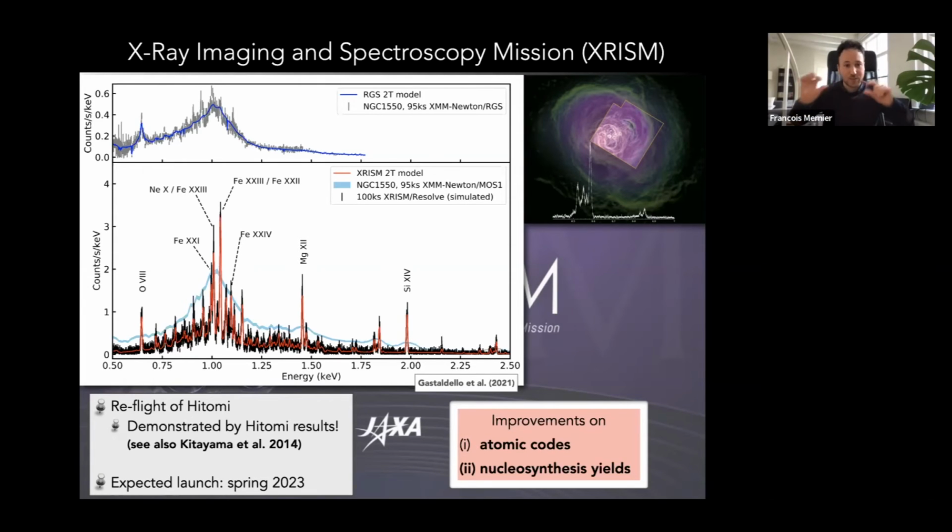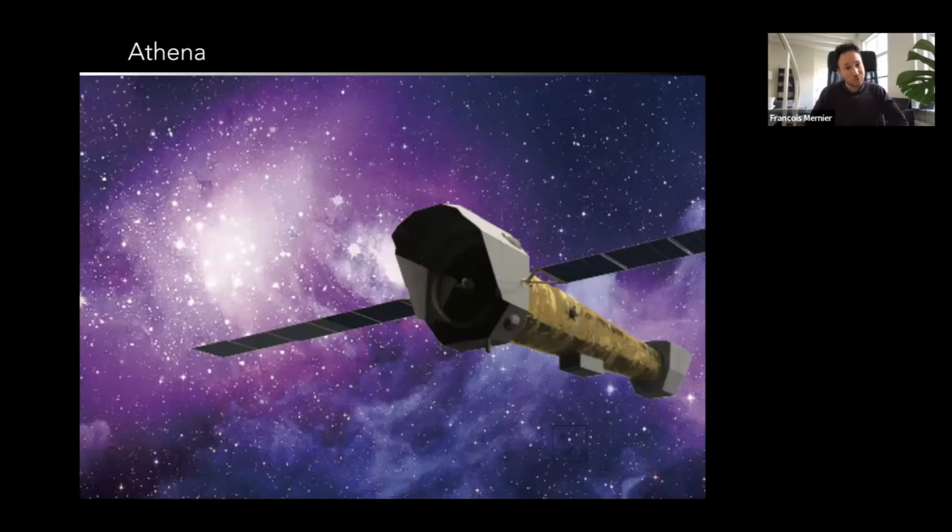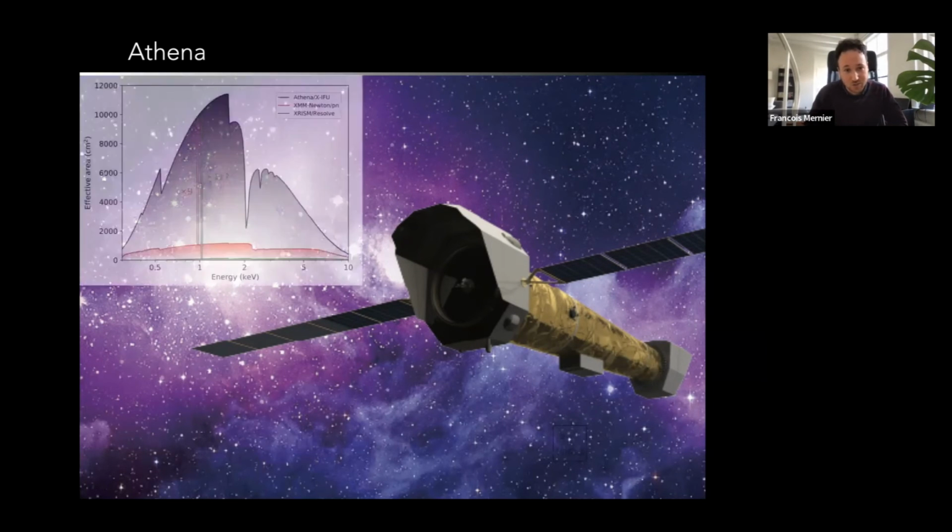So to have better constraints on these ratios I showed you before, and to really see in collaboration with theoreticians, where is the physics that might be missing to improve these yields and understand better stars and supernovae. And of course, well, we're all expecting, I guess you're all expecting that I talk about Athena. And Athena, I think this is not a surprise, but Athena will be a truly game changer in these fields.